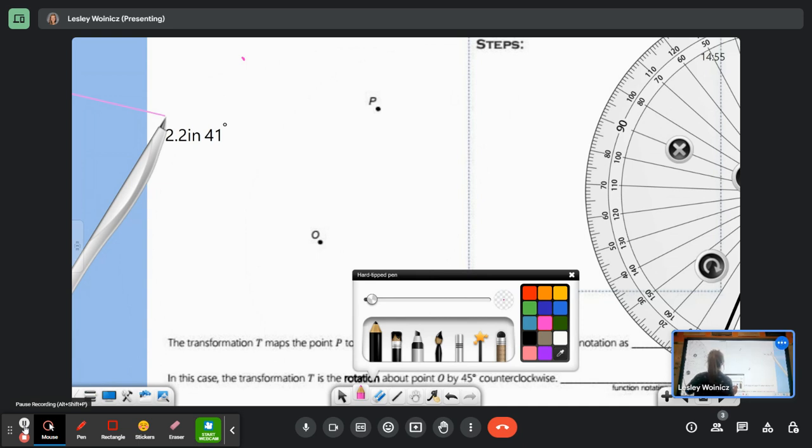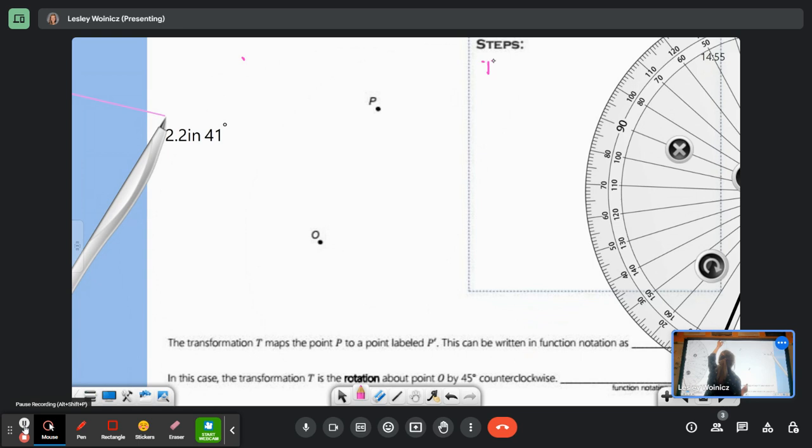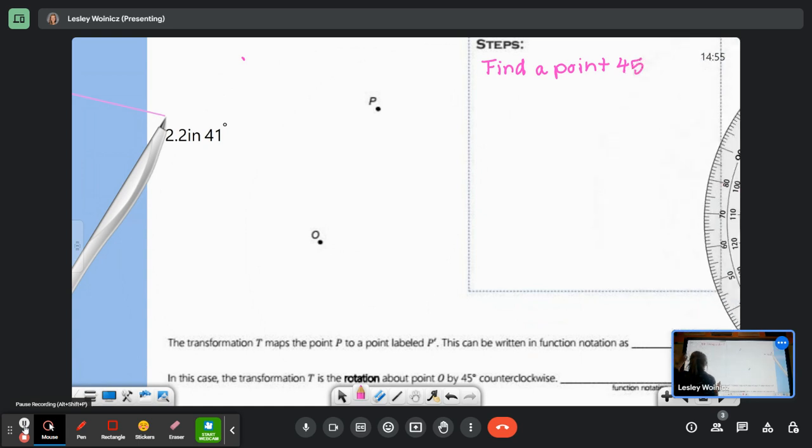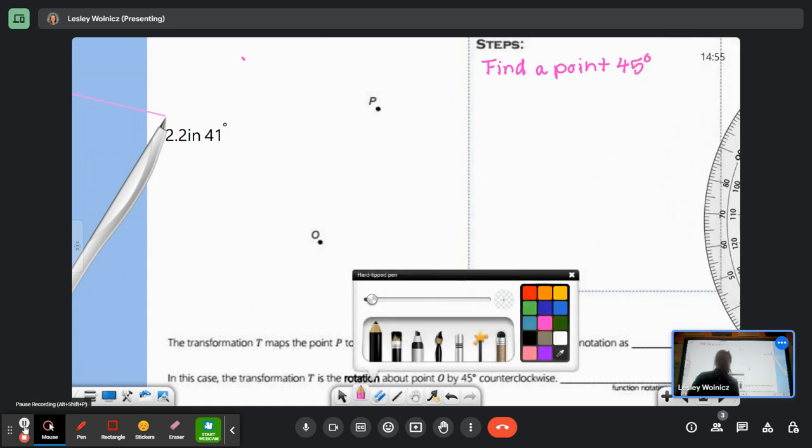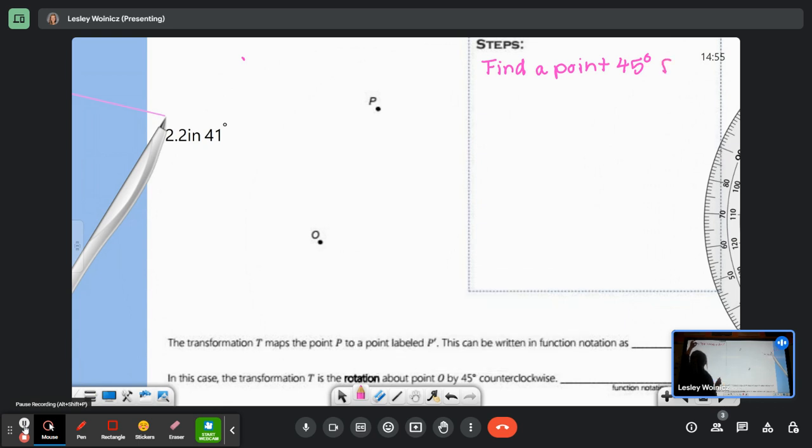So step 1 was find a point 45 degrees from P, turning around O, point O.